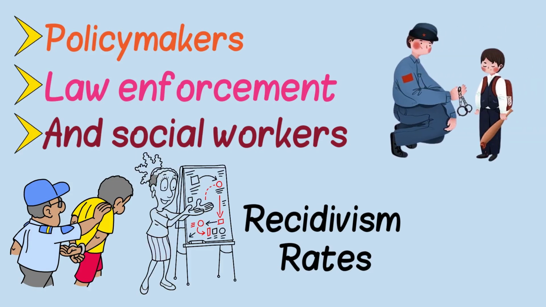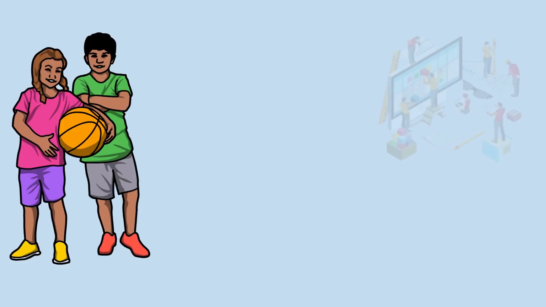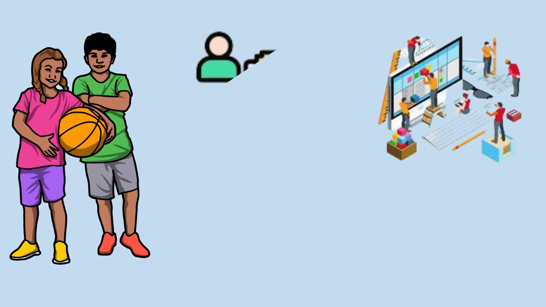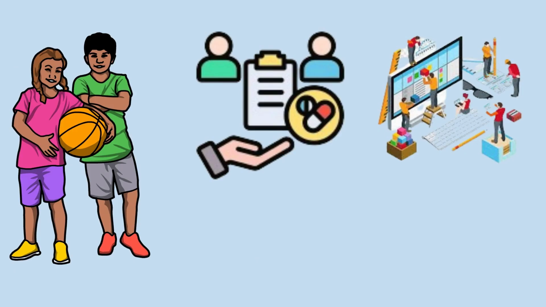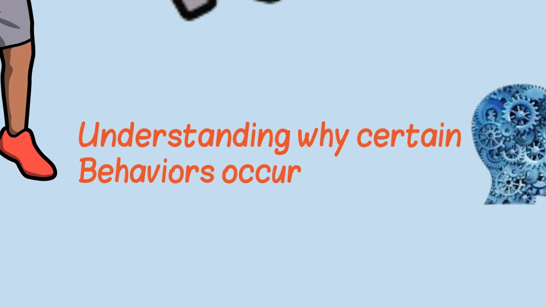For example, statistical evidence may reveal that economic hardship or lack of access to education correlates with higher crime rates among youth, enabling the development of targeted interventions to address these underlying issues. Conversely, theories provide a framework for interpreting the data and understanding why certain behaviors occur.